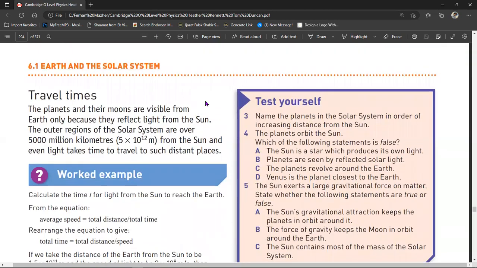The travel times. The planets and their moons are visible from Earth only because they reflect light from the sun. The outer regions of the solar system are over 5,000 million kilometers from the sun, and even light takes time to travel to such distant places.